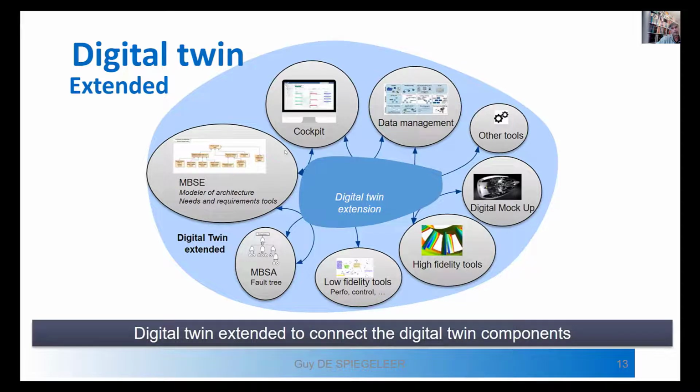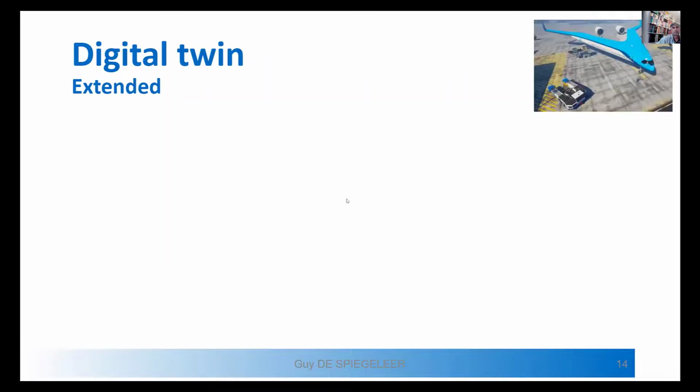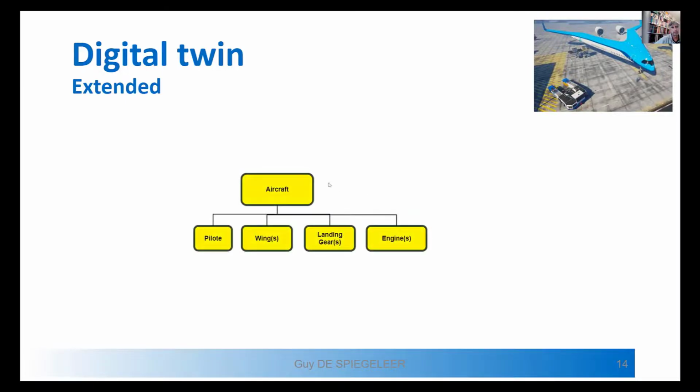Okay, but what is it and how does it work? I will just show you and share with you a visualization of an extended digital twin for an aircraft. An aircraft is a complex system made of subsystems like the wings, the landing gears, the engines, all connected.